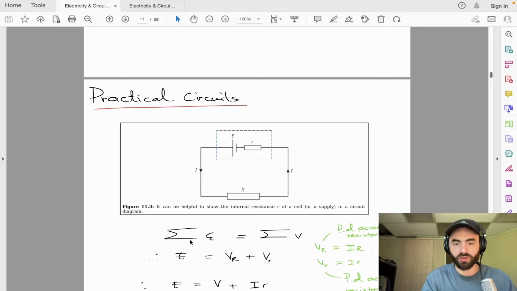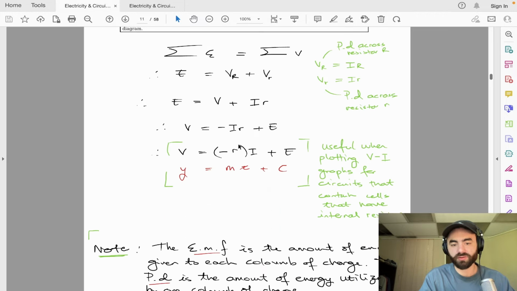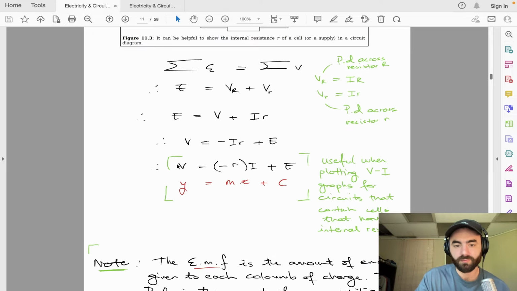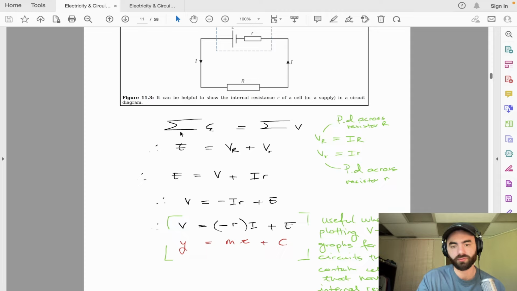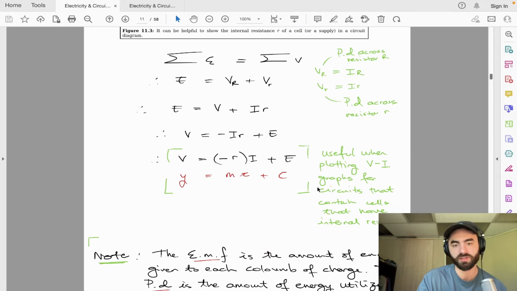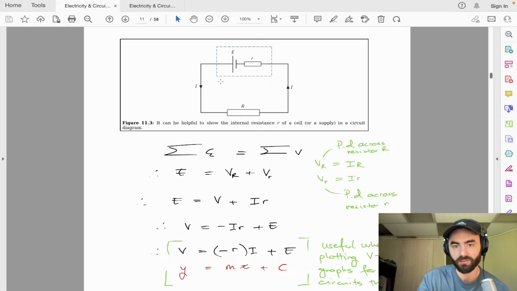And finally, practical circuits. In actuality, these cells or batteries are going to have an internal resistance, and the internal resistance is going to affect the outward voltage supplied to the circuit itself. We can relate those two and derive this equation through the sum of EMFs. The EMF equals the sum of the voltages, or the potential differences, in the circuit. So the EMF supplied will equal the potential difference across this internal resistance plus the potential difference across this external resistor.